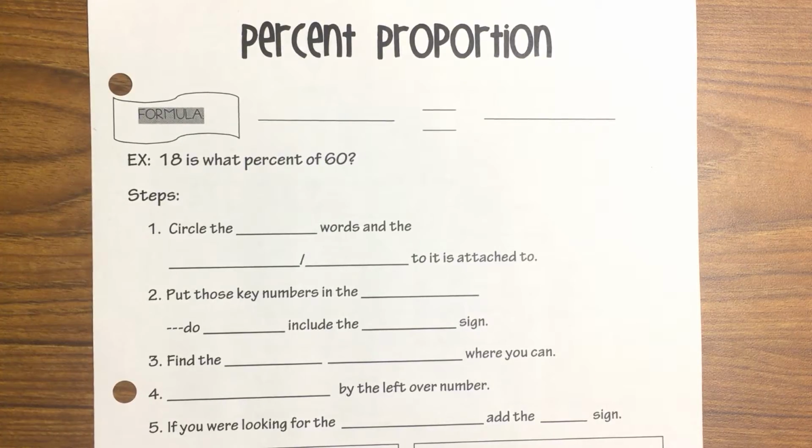What we're going to be doing today is setting up percent proportions. We're just making proportions, but we're using percents, which is nice because 1/2 of the proportion is really easy. It's just a percent. The thing we have to be careful of is how we set up the other side.